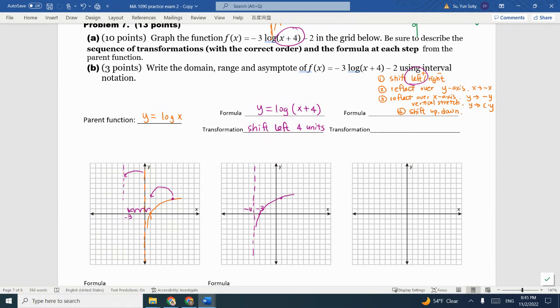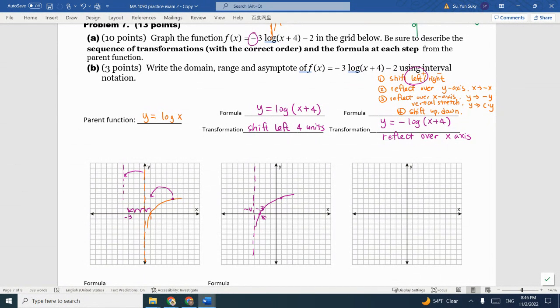And then next, do we have reflection over the y-axis? Do you see a minus sign in front of x? No, right, everybody? We don't see a minus sign right in front of x. But we do see a minus sign in front of the whole function. So that is reflection over the x-axis.